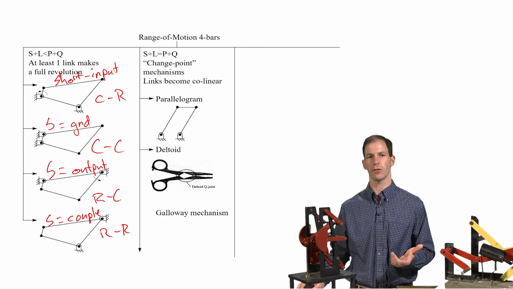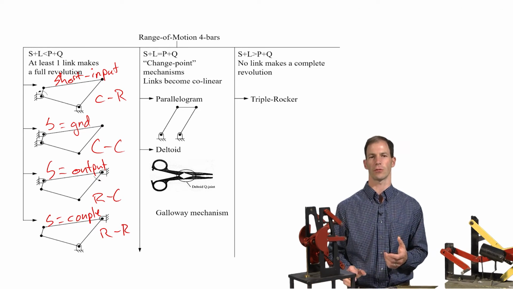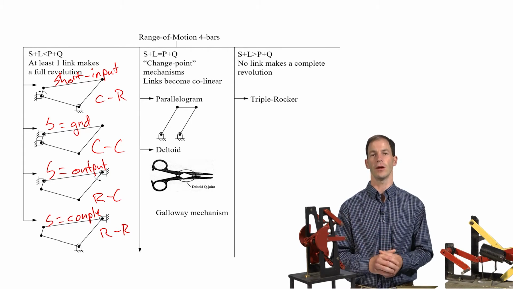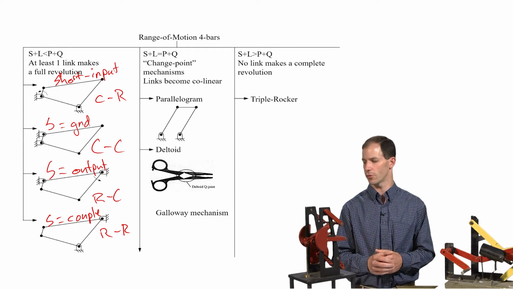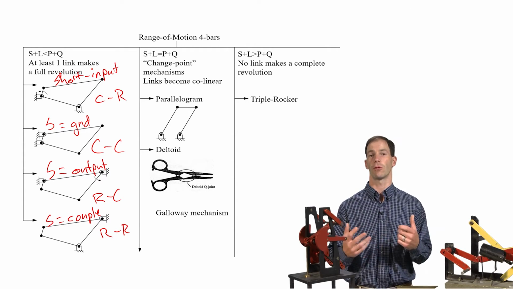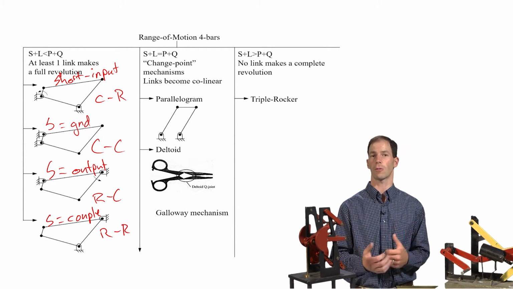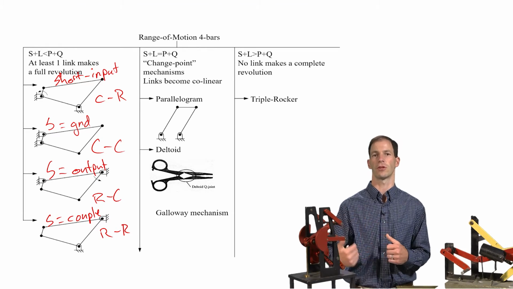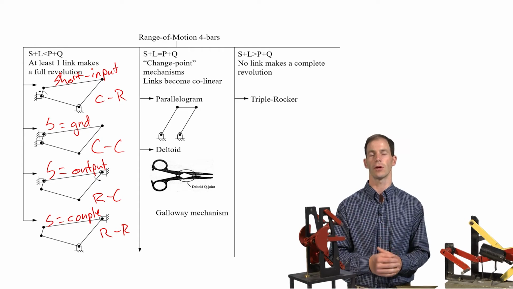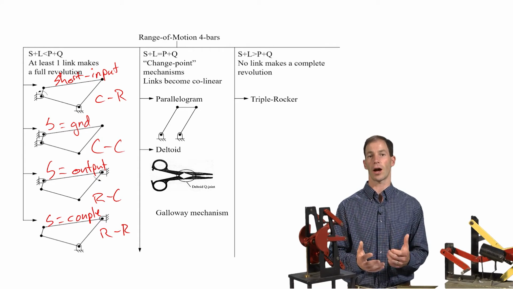Now, what happens if it's not a Grashof mechanism? So those first two categories, those are Grashof mechanisms. Now this right column, these are non-Grashof mechanisms. And in this case, no link makes a continuous revolution with respect to the others. So I can no longer put an electric motor on this and drive it through continuous revolutions. In other words, I have to oscillate a link back and forth. And these are called triple rocker mechanisms.